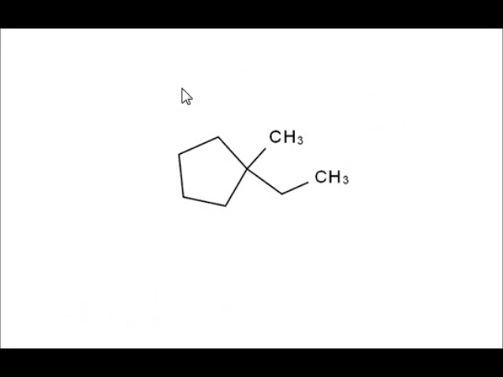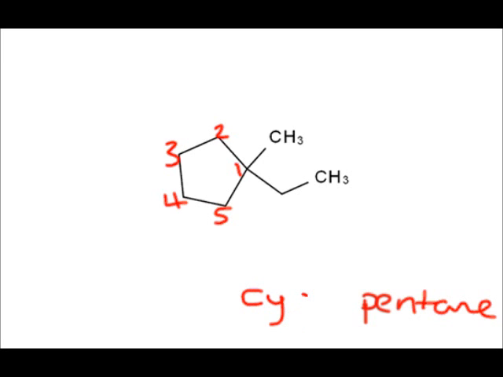As you can see here, we've got a cyclic alkane which has 2 alkyl branches. So we start numbering the carbons in the ring, making sure that we give the branches the lowest number possible. So we'll start from here as carbon 1. So that's 1, 2, 3, 4, 5. The stem for 5 carbons is pent. And again, because it's cyclic, we'll add the prefix cyclo. So we've got cyclopentane.